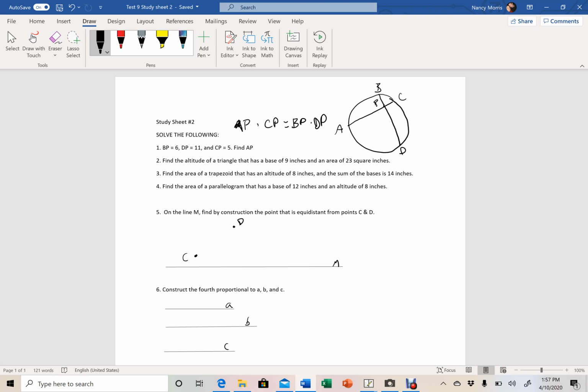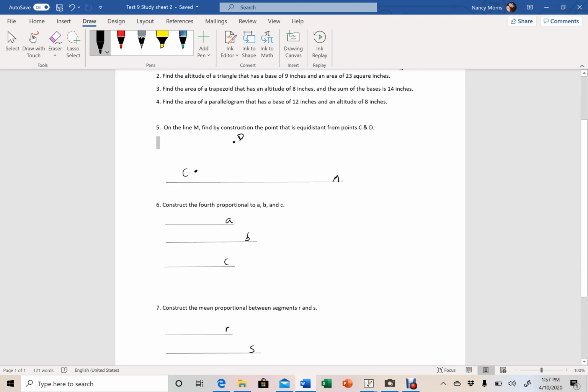Number 3, we're finding the area of a trapezoid. Okay, so go back, find your area of a trapezoid, plug in your knowns, and solve. Okay, and this one, you're going to have to use the area of a triangle in order to solve this one. Okay, just throwing that out there. You use the formula for area of a triangle, and then you solve for your unknown there. All right, number 4 is area of a parallelogram. Same thing. Find your formula, plug in your knowns.